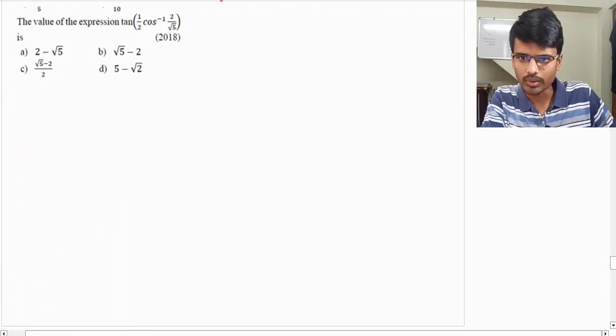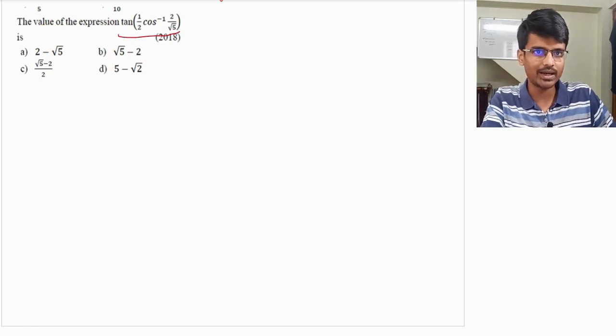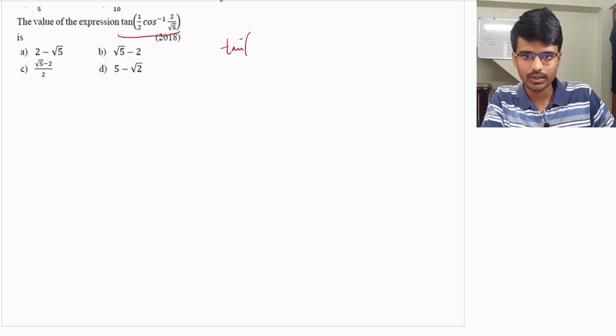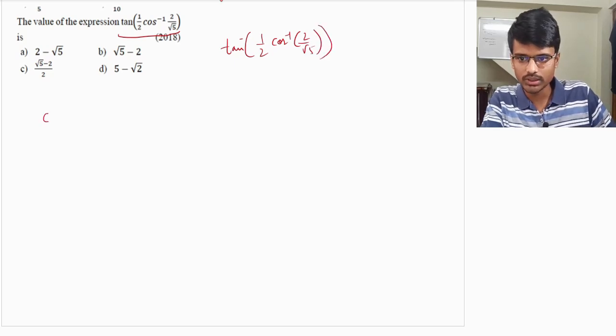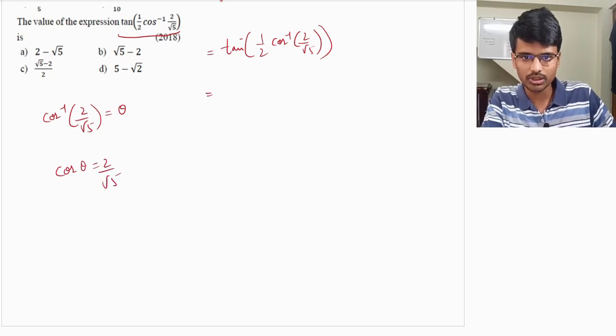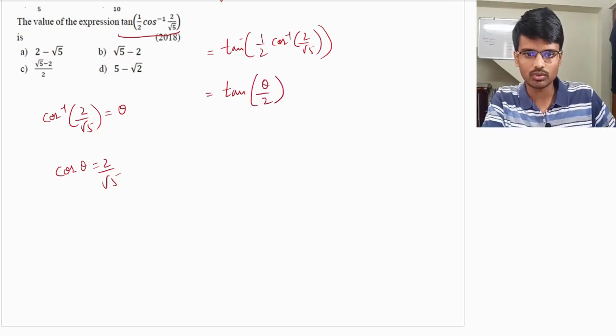Another good question. Directly, the value of the expression. These types of questions have a standard method to solve. They are asking us tan of 1 by 2 cos inverse of 2 by root 5. So what I'll do is take cos inverse of 2 by root 5 as theta. So I'll get cos theta is equal to 2 by root 5. If I substitute theta, what am I getting? Tan of theta by 2. This is what I have to solve.